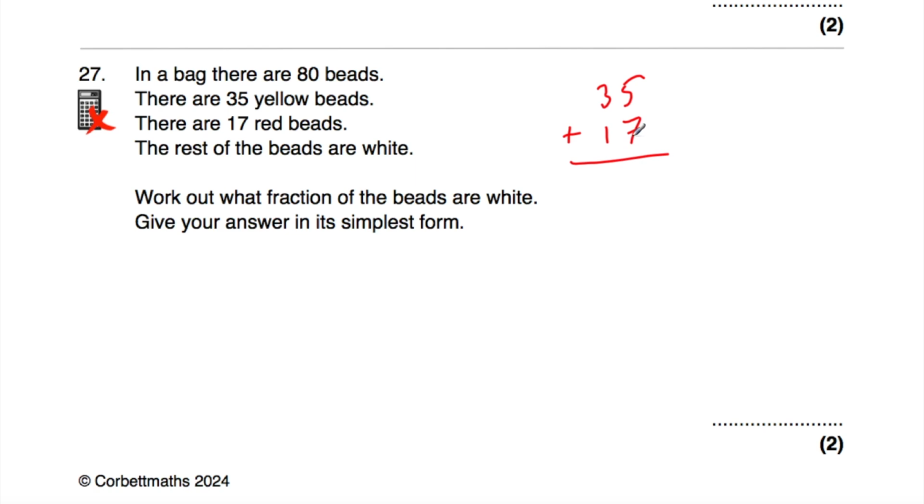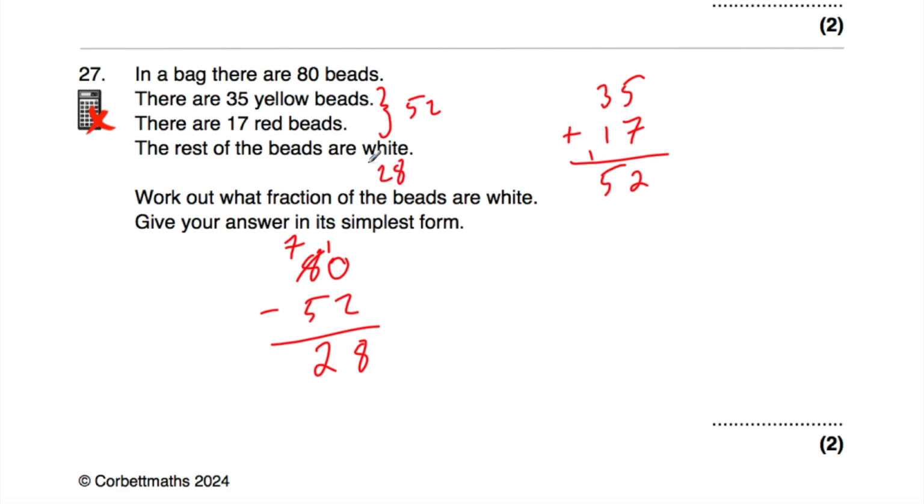So 5 plus 7 is equal to 12. Put a 2 down and carry a 1. 3 plus 1 plus 1 is equal to 5. So that means there's 52 yellow and red beads altogether. And the rest are white. So let's do 80 take away 52. So 0 take away 2, we're going to borrow. So that's now a 7 and a 10. 10 take away 2 is 8. And 7 take away 5 is equal to 2. So that means there's 28 white beads.